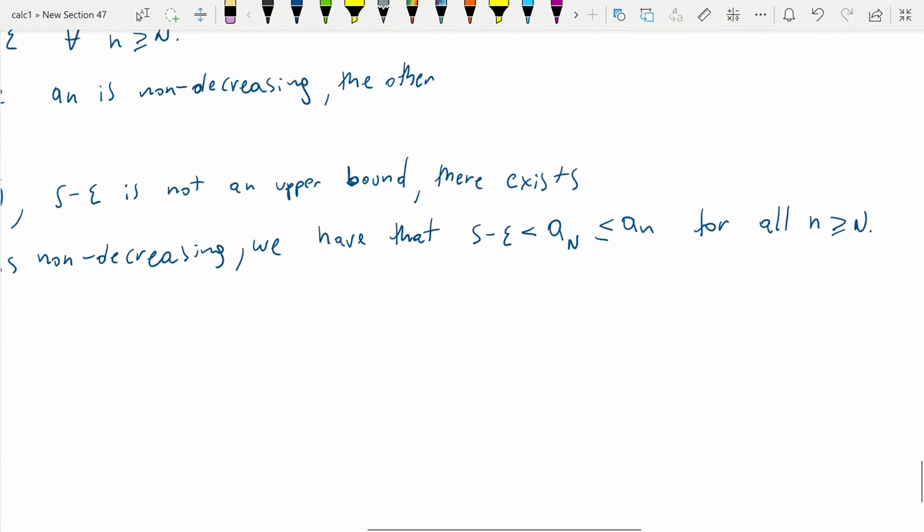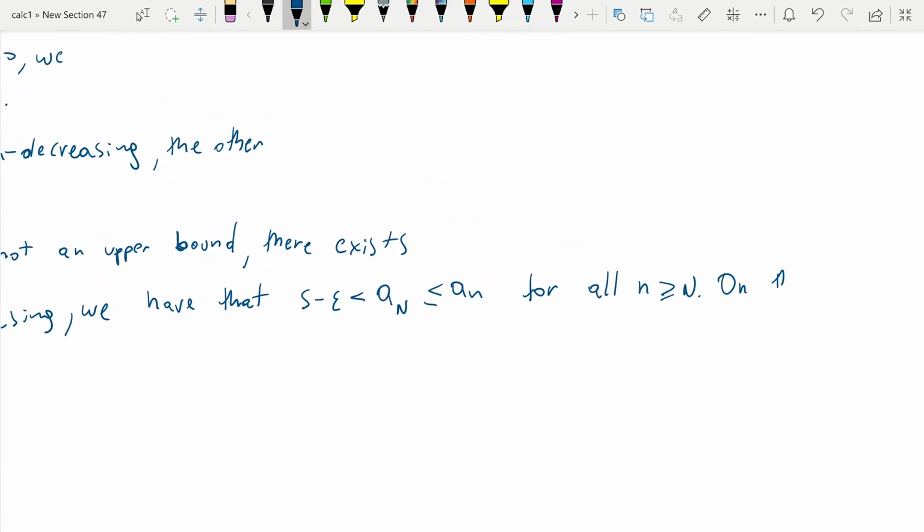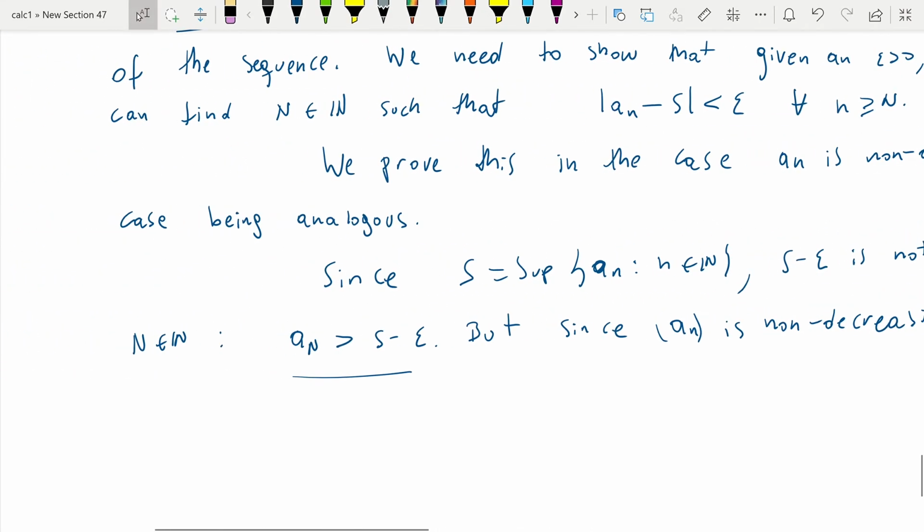But also, on the other hand, we know that a_n is less than or equal to S, which is less than S plus epsilon. So we know this because S is an upper bound. I mean, it's the least upper bound, in particular an upper bound.